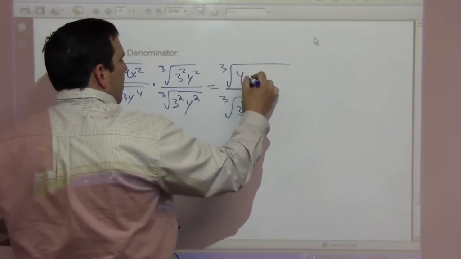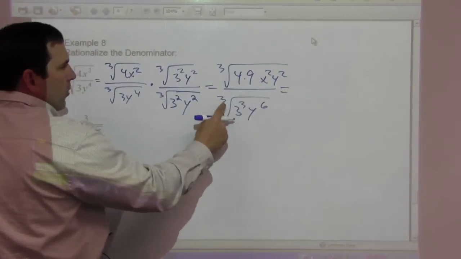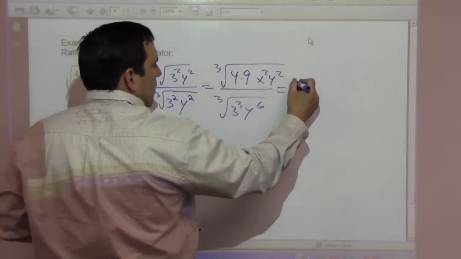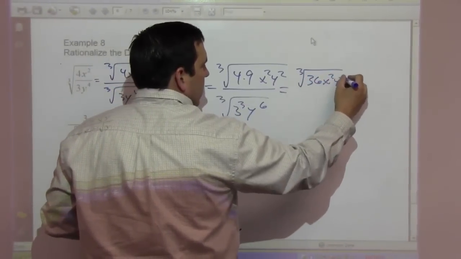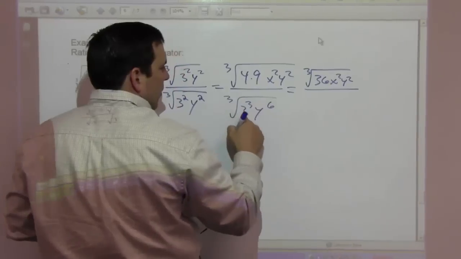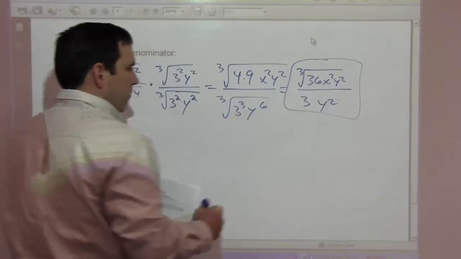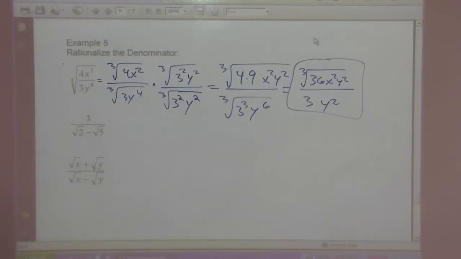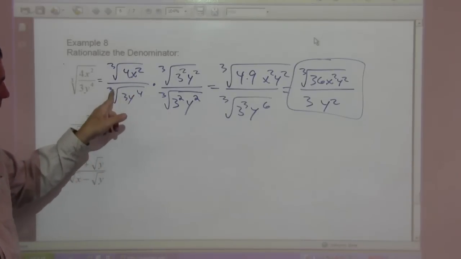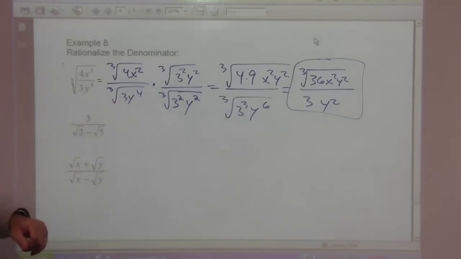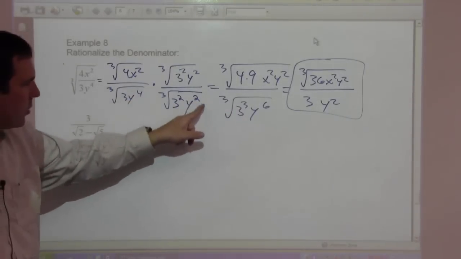That's going to be 4 times 3 squared is 9, so 36, x squared y squared over our cube root of 3 to the 3rd, y to the 6th. This is going to be the cube root of 36x squared y squared over the cube root of 3 cubed is 3. The cube root of y to the 6th is y to the 2. Okay, that's it for that one. The key here was to get these powers to be something that could be divided by the index, divided evenly. So 3 to the 1, 3 to the 2 makes 3 to the 3, y to the 4th times y to the 2 is y to the 6th.